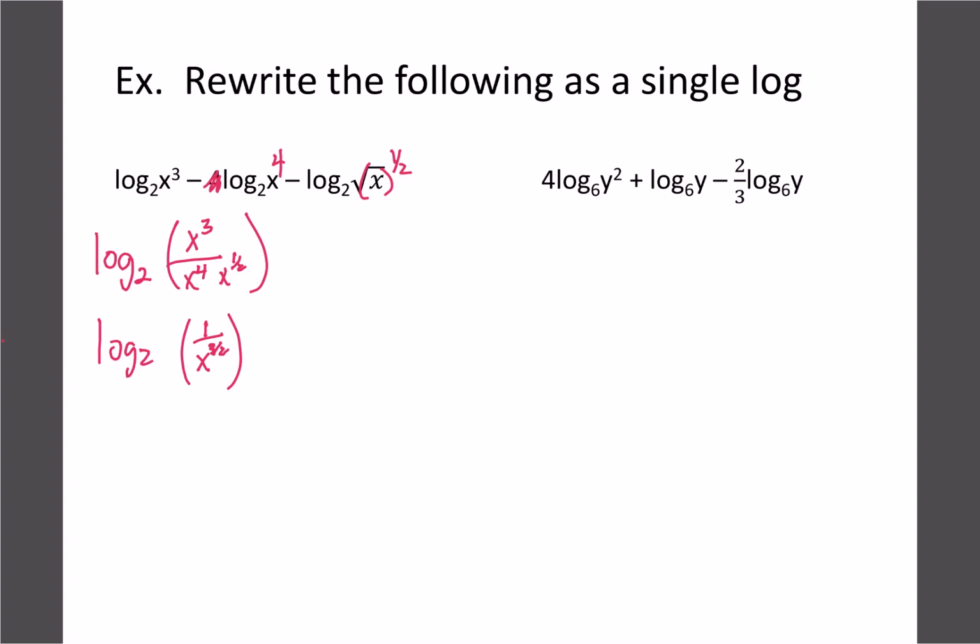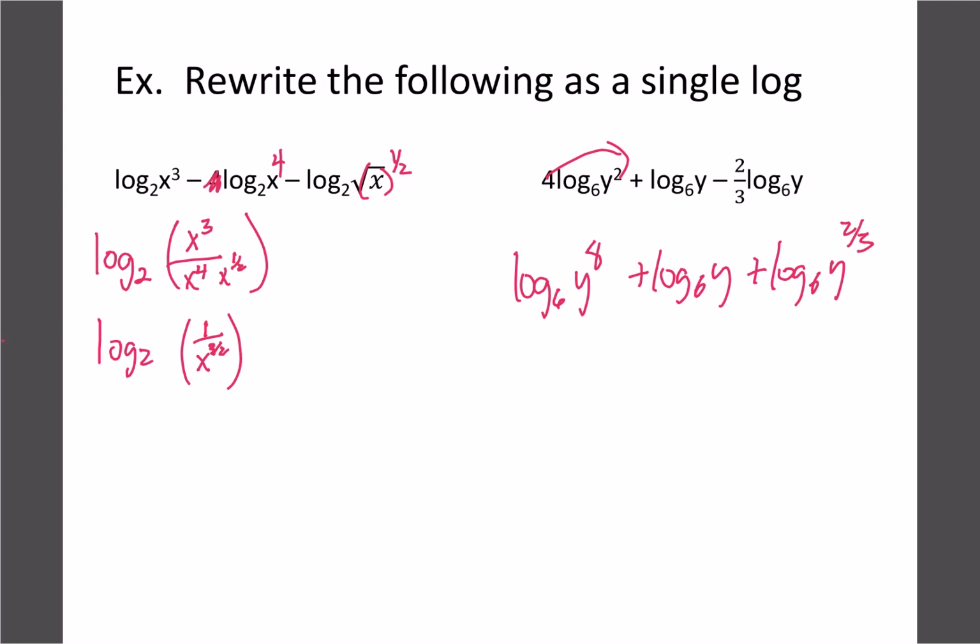Okay, let's do the same thing for this last one. So we got a 4 there. Let's bring that 4 up. So in this case, we'd actually have log 6 of y squared, and y squared to the 4th would be the same thing as y to the 8th. And then we got log 6 of y. And let's bring the 2/3 up as well. So we have log 6 of y to the 2/3.